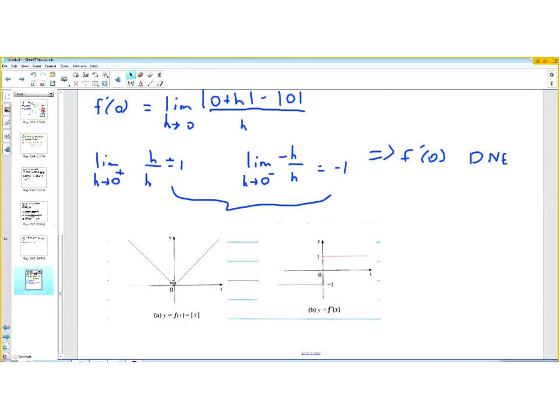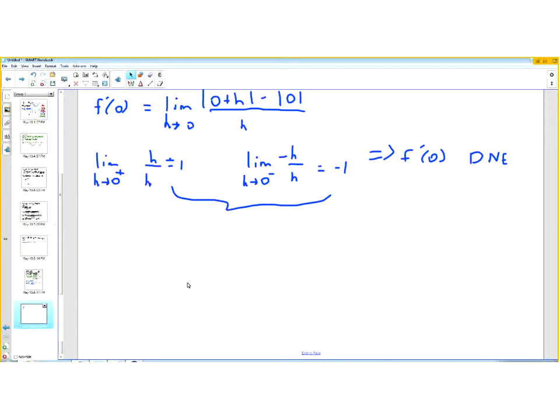And functions that exhibit this behavior with sharp corners do not have derivatives at those sharp corners. We cannot differentiate around a sharp corner. A very important fact about functions and calculus in general. Okay. All right, so now I want to give you a very, very important theorem.